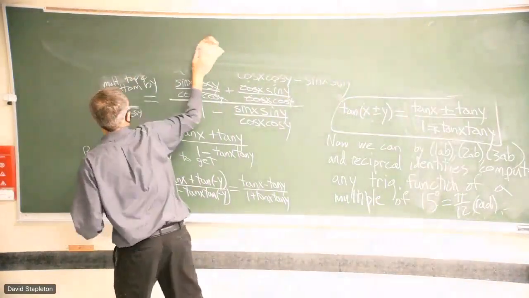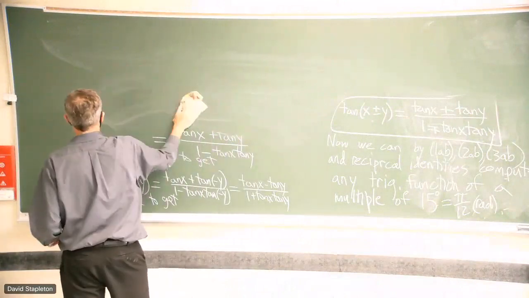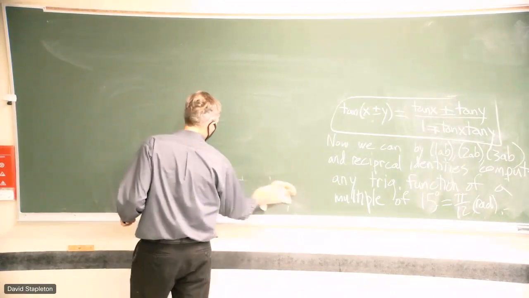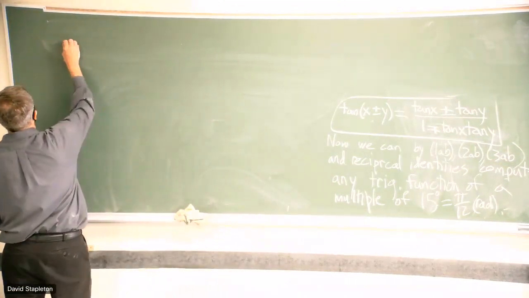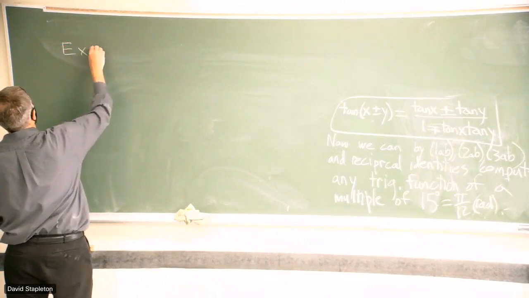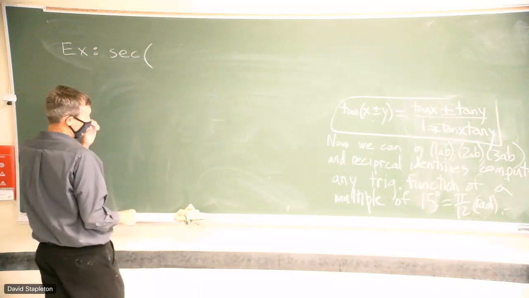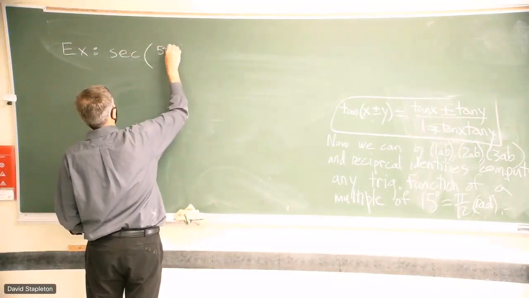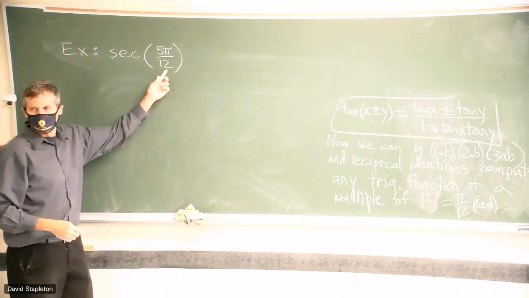I said back there that you can do any trig function of a multiple of 15 degrees by using these together with the reciprocals, right? Also, we said we can do this in radians too. So for instance, suppose I wanted to compute the secant of 5 pi over 12. Is that an angle I can do exactly by hand?